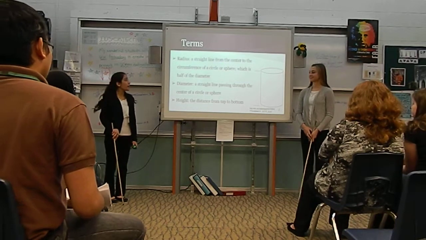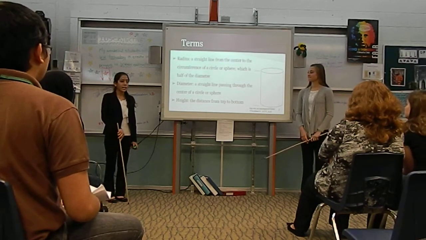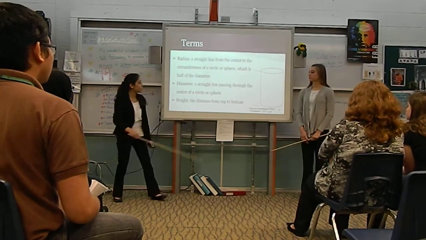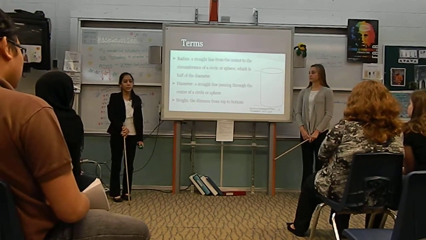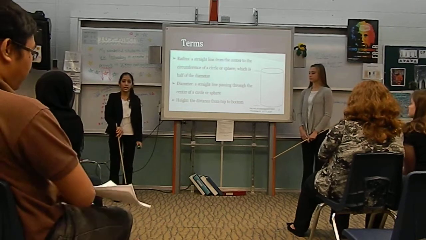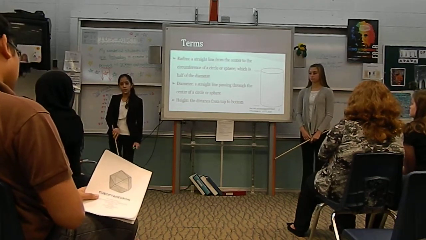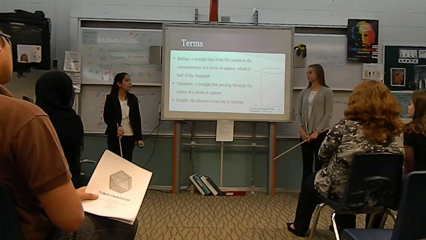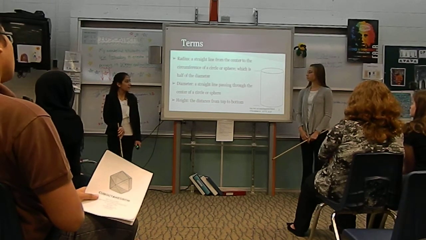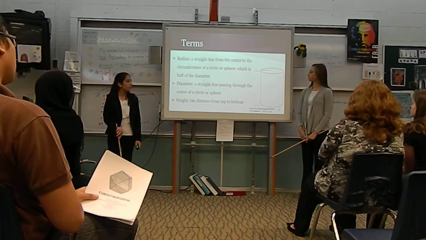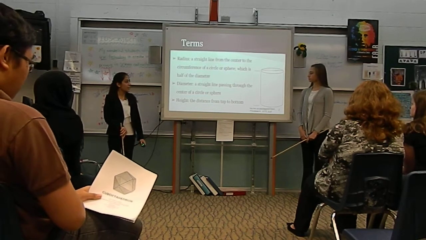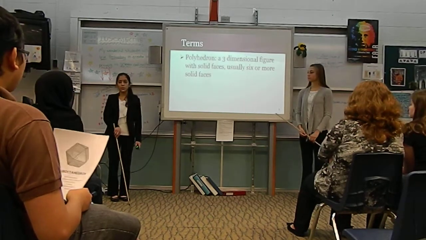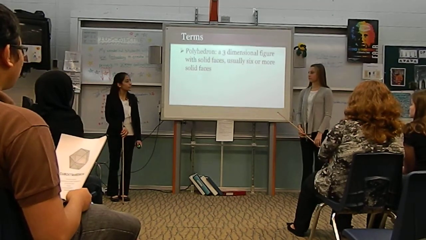Some terms to keep in mind are the radius, which is a straight line from the center of a sphere to the circumference. The diameter is exactly double the length of the radius. It is a straight line through the center of a circle or a sphere. And the height is the perpendicular distance from the top to the bottom of a figure. As you can see, that is the radius. Double the radius is the diameter, and that is the height. A polyhedron is also a three-dimensional figure with solid bases.